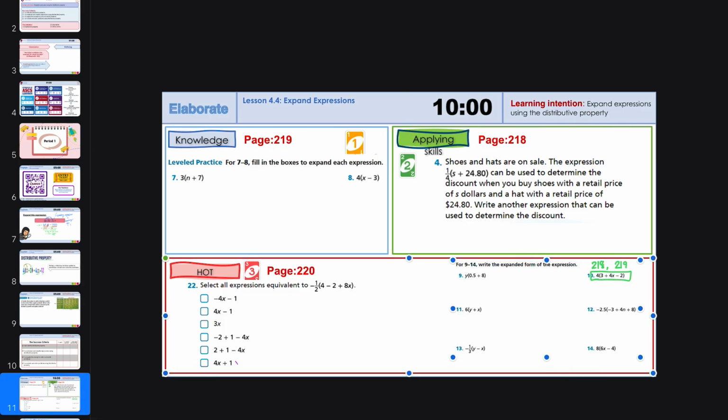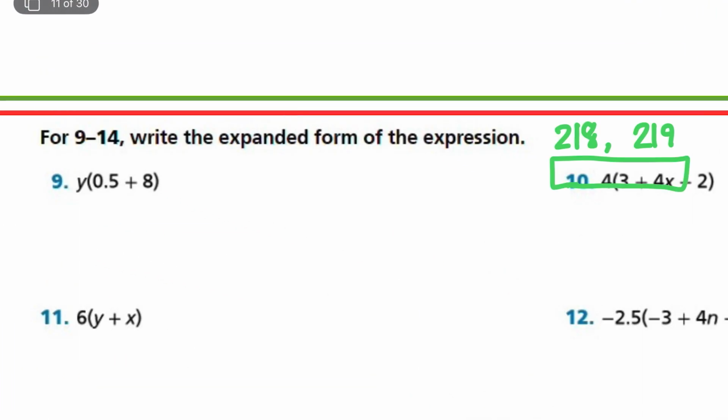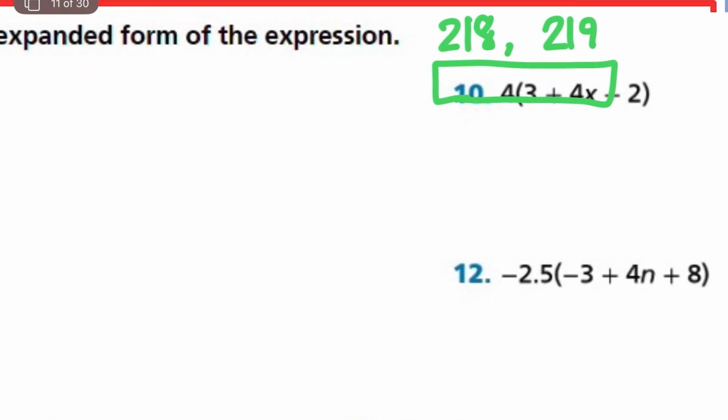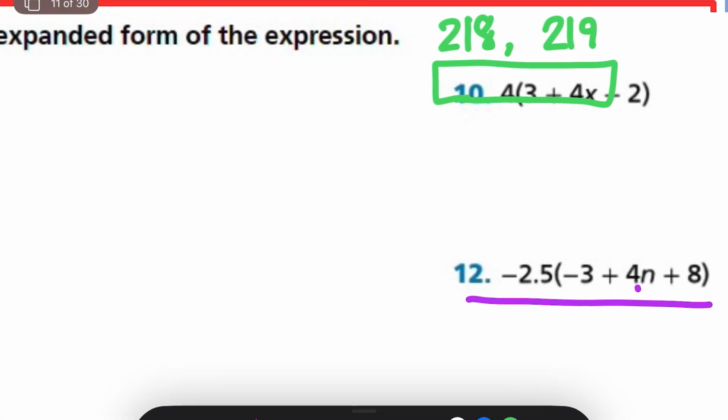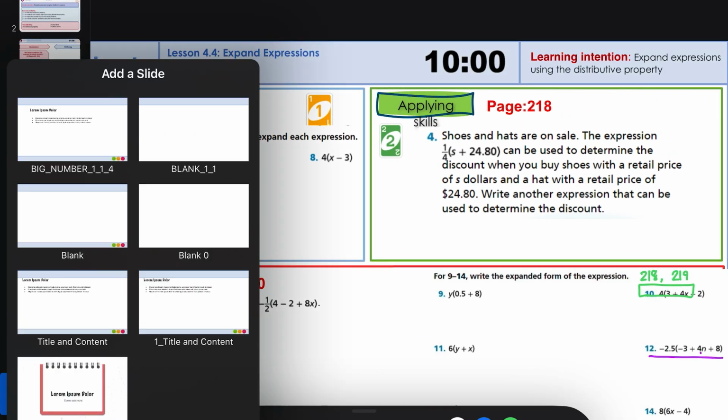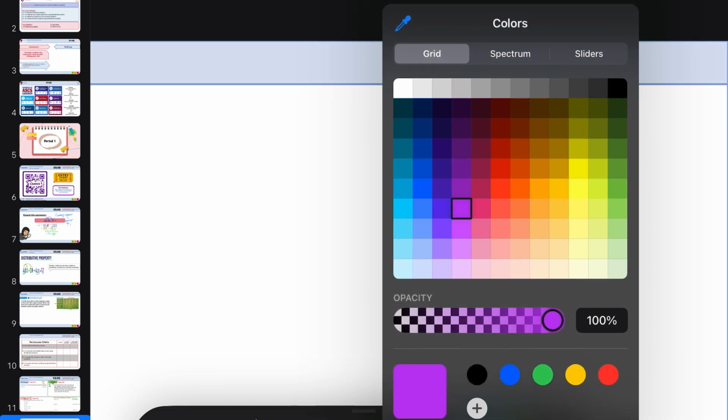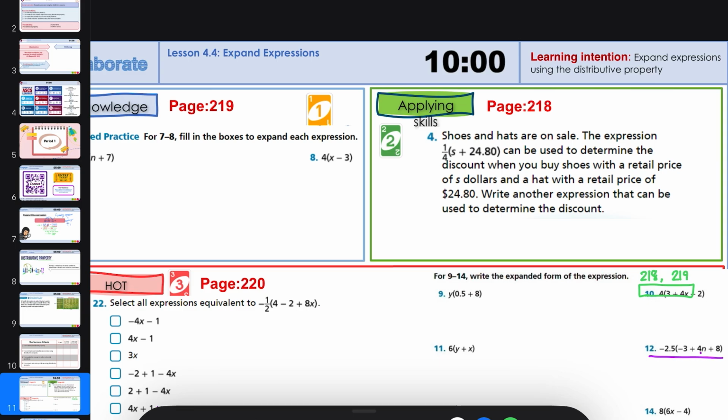Let's take this one. Question 12. We have 2.5 times negative 3 plus 4n plus 8. Let's write it down in a new slide. So I have negative 2.5. Yes, negative 2.5. This is question 12. Page, most probably page 219 or 18.